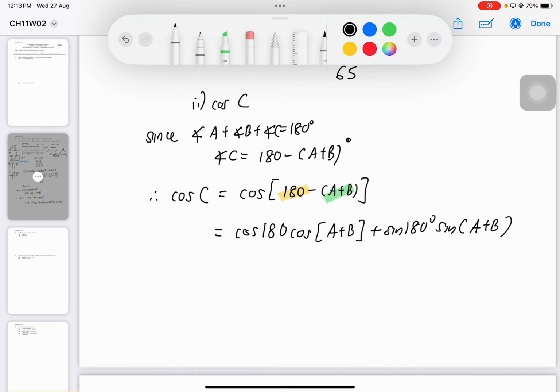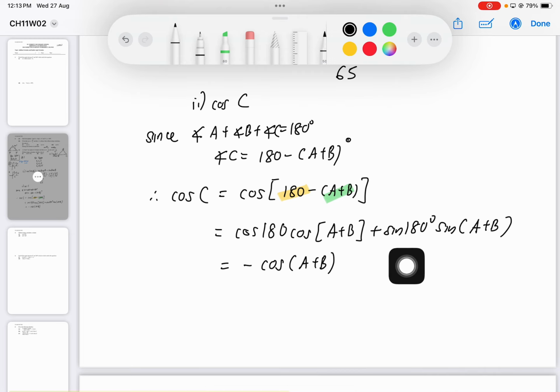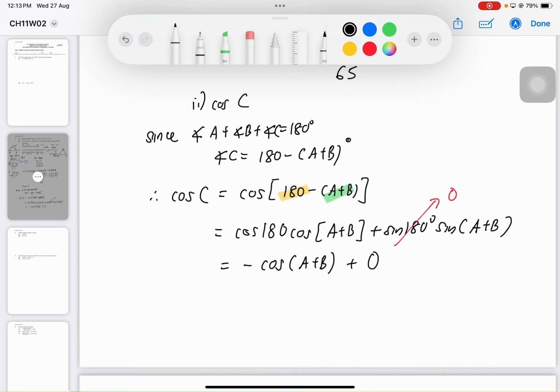Confirm? Okay. Now, what is cosine 180? Press your calculator. What's cos 180? Negative 1. So this will be negative cos A plus B. Sine 180. What is sine 180? 0. Okay, so you notice that this will become 0. So it becomes plus 0, because 0 times anything will be 0.